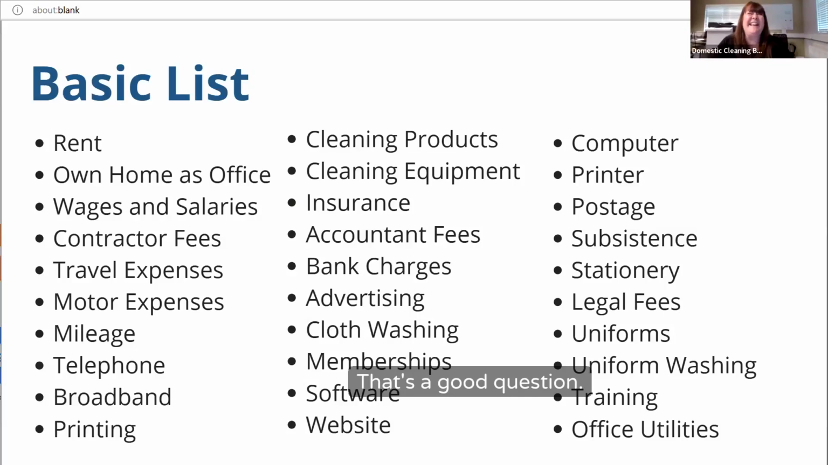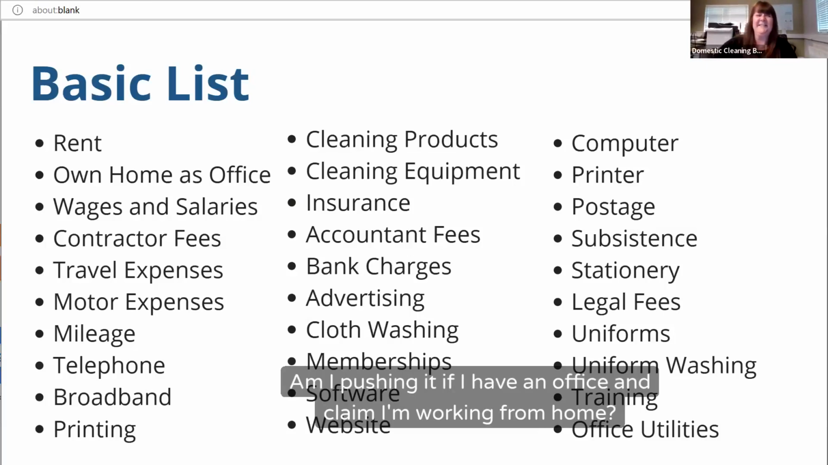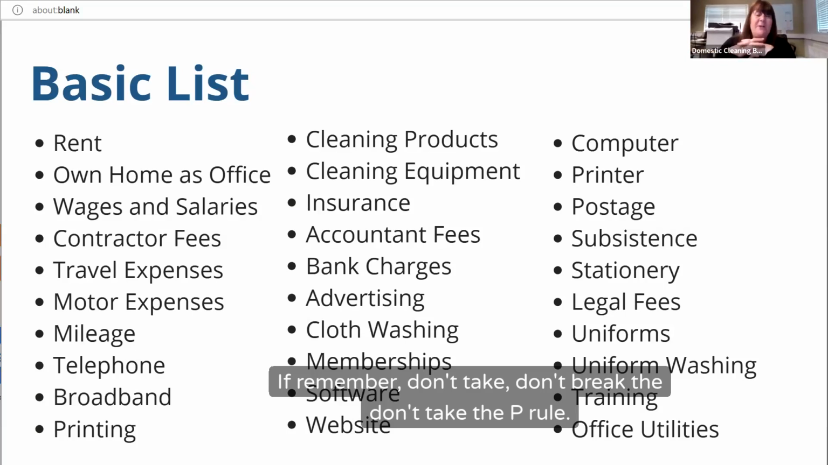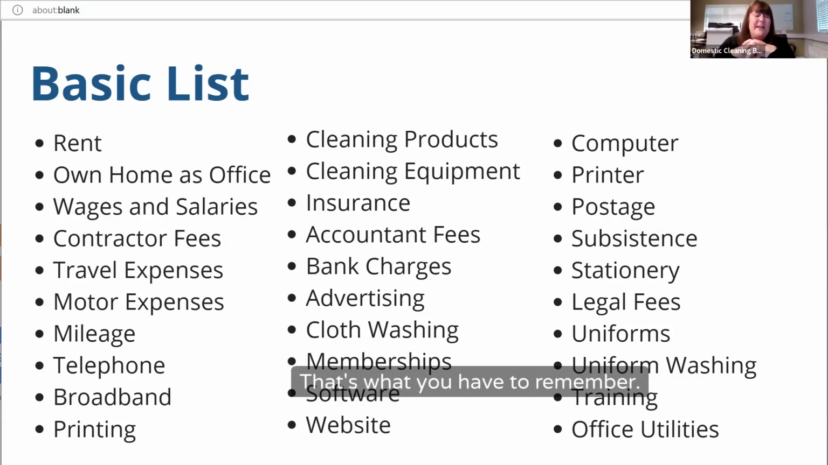Quick question. Am I pushing it if I have an office and claim I'm working from home? I think I am, aren't I? Yes. Okay, just checking. It's one way or the other. Yeah. Remember, don't take the P rule. That's what you have to remember.